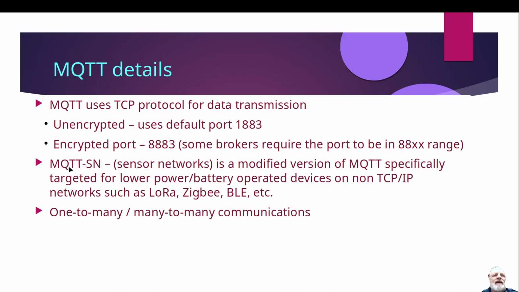So there's also a specialized version of this called MQTT-SN, which is focused primarily on sensor networks. It's targeted for very low power, battery powered devices on non-TCP/IP networks. So we're not going to transmit the data on Ethernet, right? This is low power. We're just sending sensor data, things like what is the current temperature, what is the current humidity, right? Just little chunks of information.